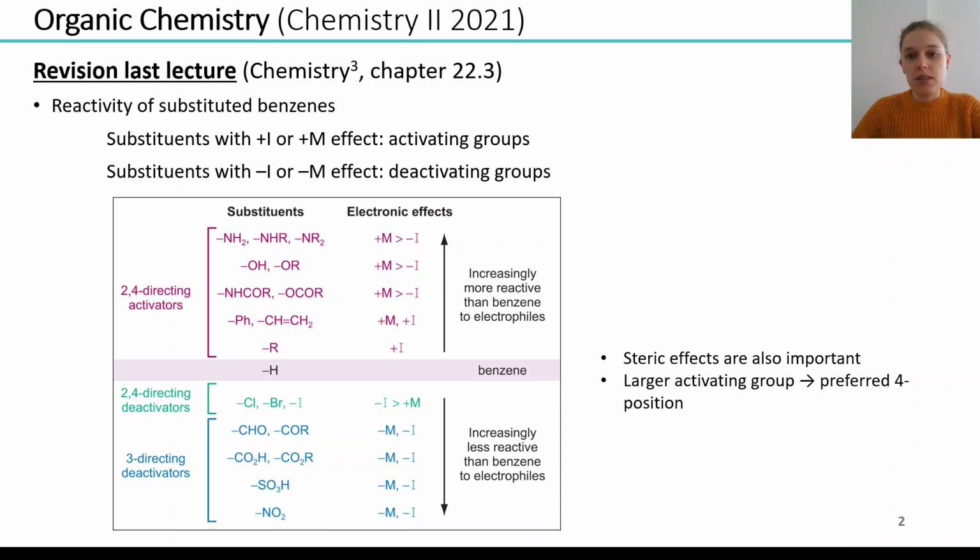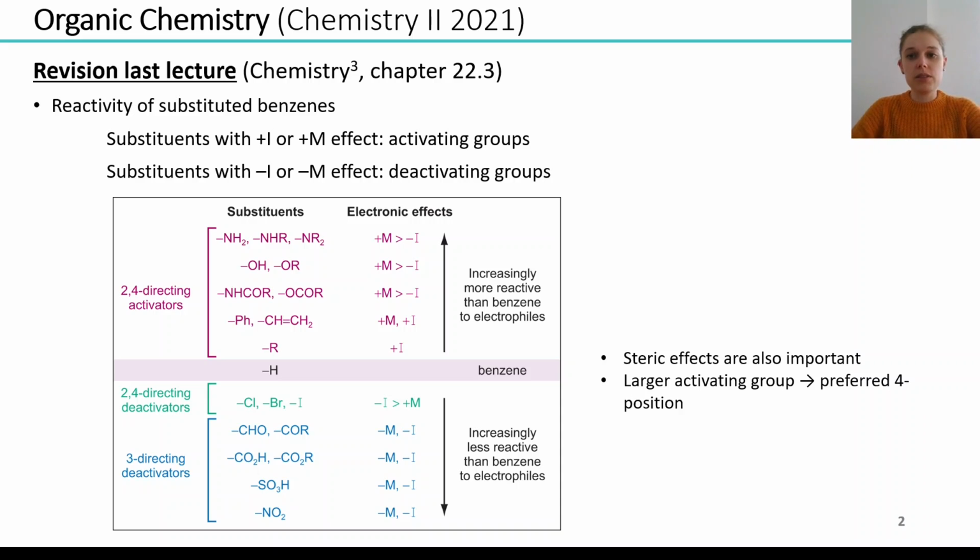Conversely, we also saw that groups with minus I or minus M effect, so electron withdrawing groups, are deactivating groups. And the reason for this is that electron withdrawing groups destabilize the intermediate carbocation and hence decrease the reactivity of the ring with electrophiles. And again, the minus M effect is stronger compared to the minus I effect. Hence, groups with the minus M effect destabilize the carbocation stronger than those with minus I effect.